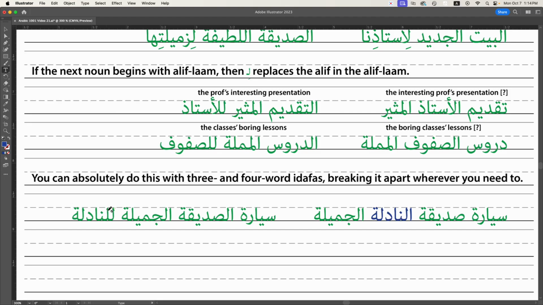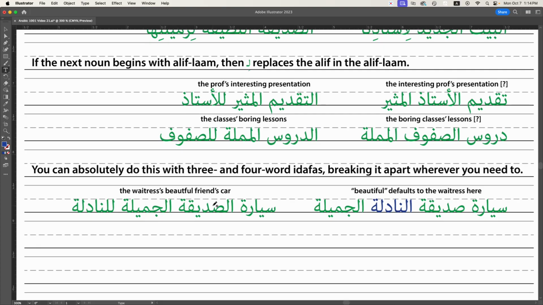So then we take the li for belonging to, replace the alif in an-nadila, and get lin-nadila is what we're going to say here. Lin-nadila, even though it looks like lil-nadila. So now we have the car of the beautiful friend of the waitress, or the waitress's beautiful friend's car.